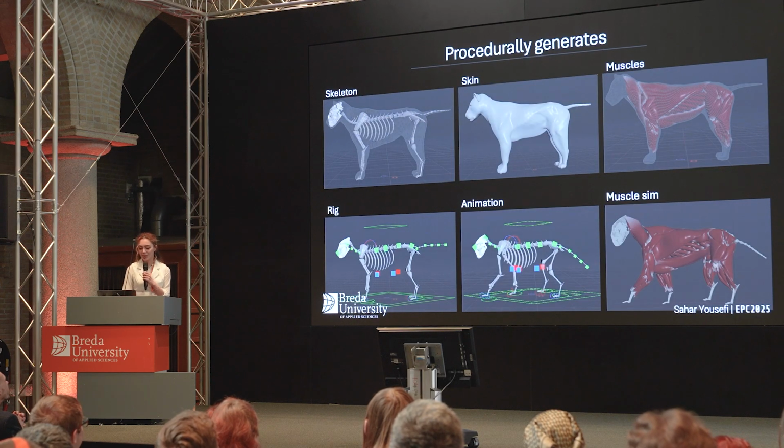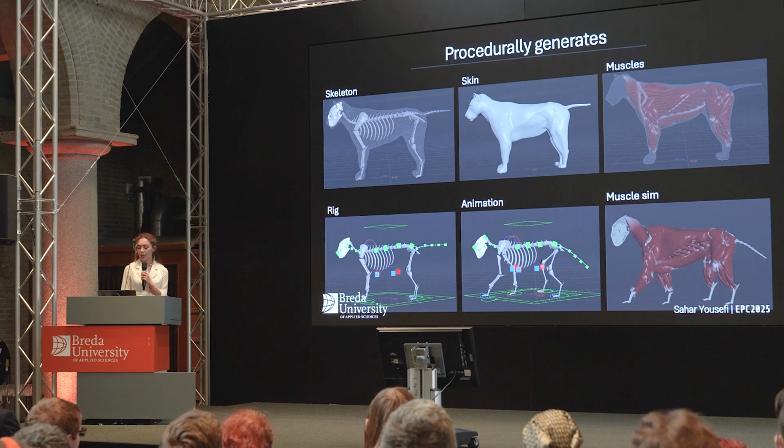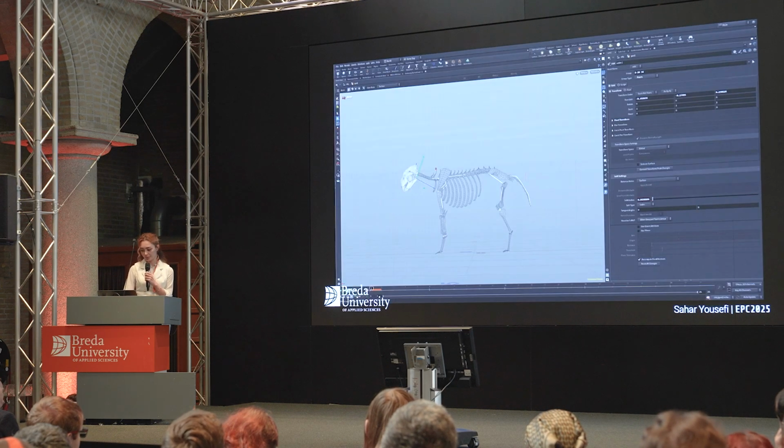As broad as it sounds, with this tool you'll be able to generate the skeleton, skin, muscles, rig, animation, and muscle simulation. And because all of this happens procedurally, the workflow is non-destructive, meaning you can go back and forth, do changes as much as you want at any stage of the process.